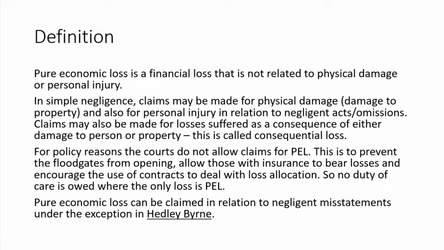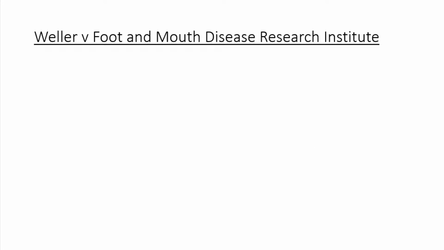The exception to this is negligent misstatement. If you suffer a pure economic loss in relation to a negligent misstatement and you can show that there is a special relationship under the rules in Hedley Byrne and Heller, then you will be able to claim for pure economic loss. The two main cases to consider for pure economic loss are Weller and Spartan Steel. So we'll start with Weller.